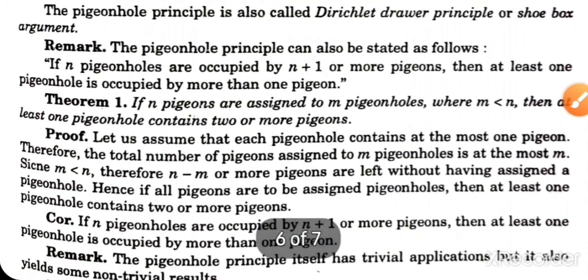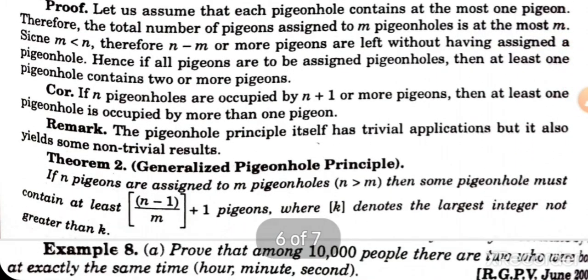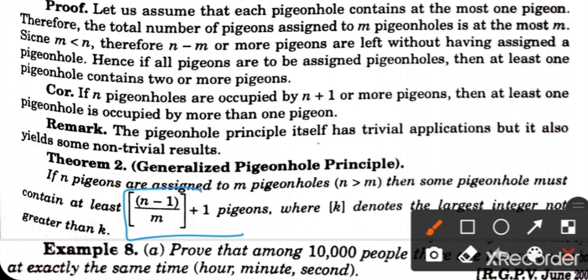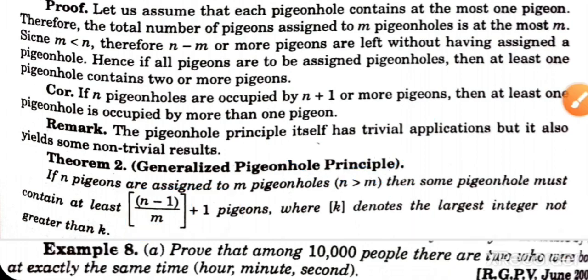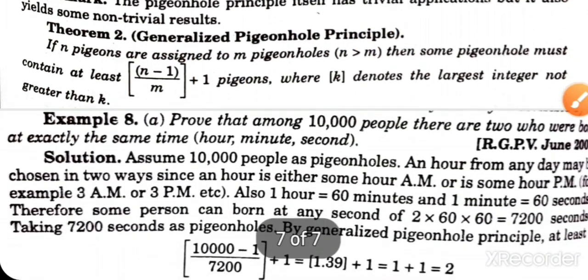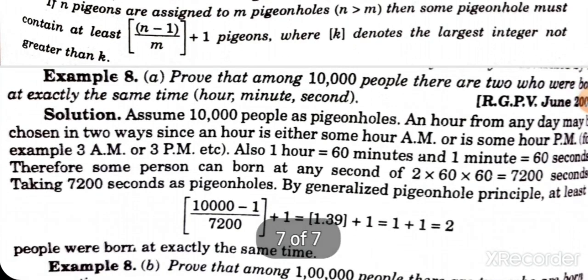If we generalize the pigeonhole principle, we get this formula: n minus 1 divided by m, this is the greatest integer function. The greatest integer of (n minus 1 divided by m) plus 1. Okay, n is greater than m. Always the greater quantity is pigeons and the smaller quantity is pigeonholes. Such as we see there are two shoes in one shoe box. That's why this is also called the shoebox principle.